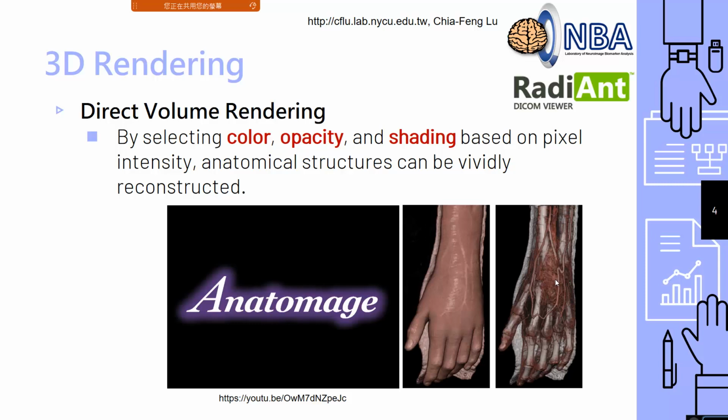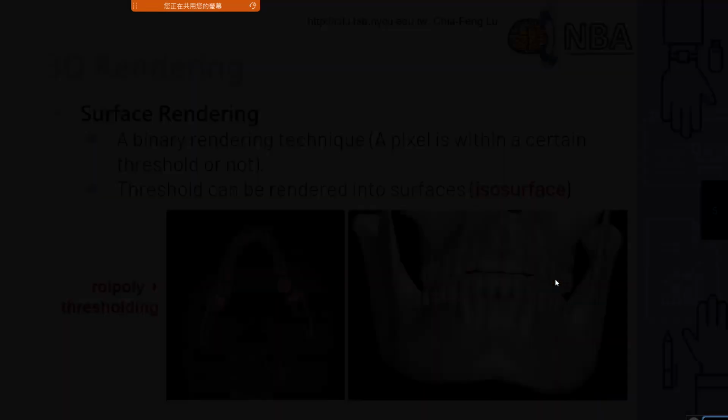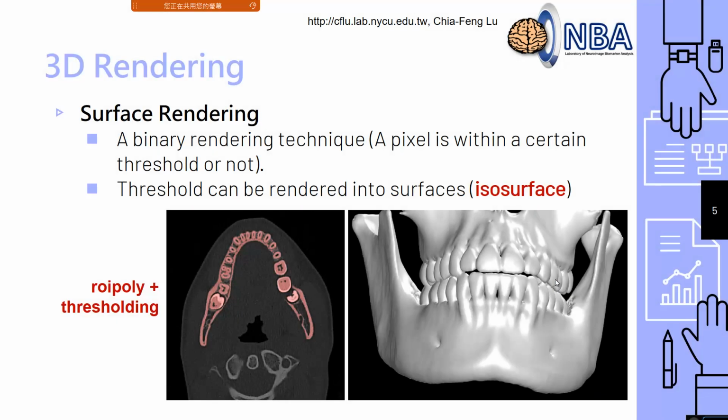So today, we are going to focus on another way for 3D rendering. This is so-called surface rendering. So again, let's take a look at the example in the lower part right here.